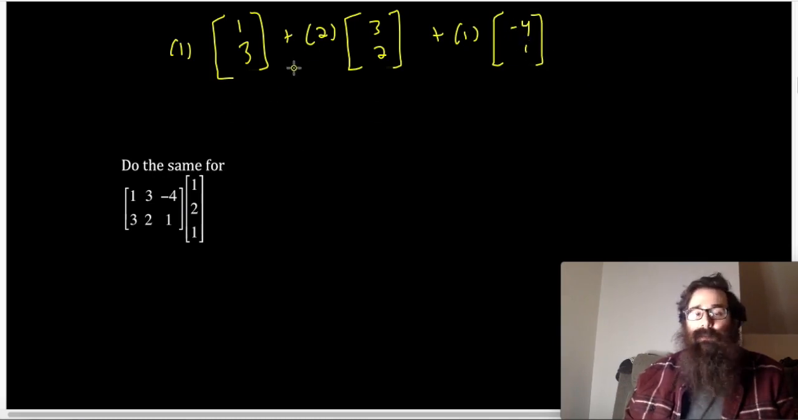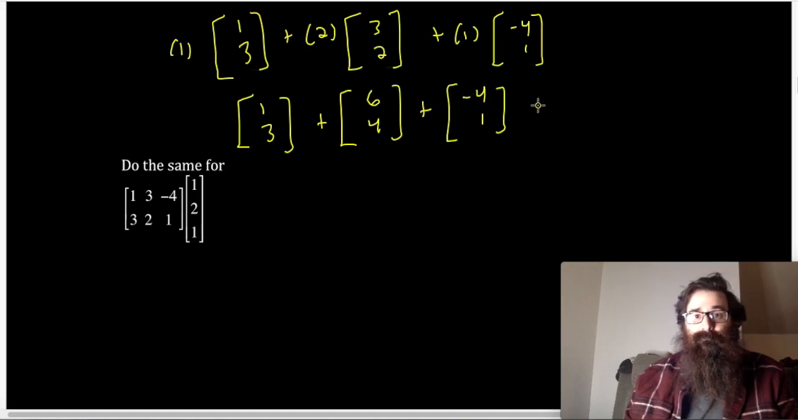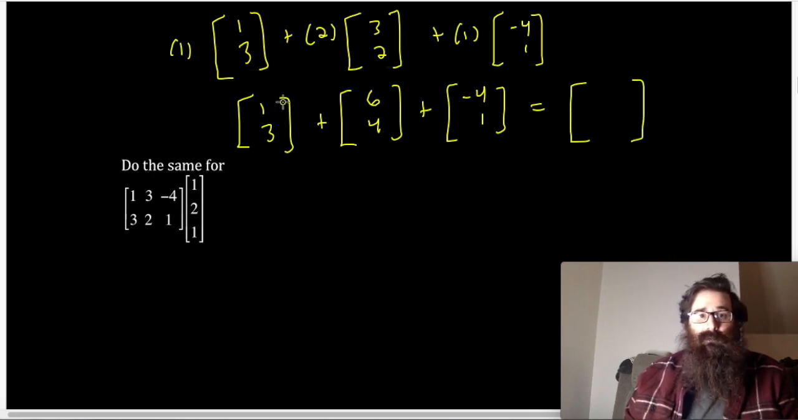Now I can go ahead and bring these weights in. So multiplying by 1 doesn't really do much. I get 1, 3. Multiplying by 2 doubles everything, so that gives me 6, 4. Multiplying by 1, again, just going to give me the same thing back, -4, 1. Now I can add corresponding entries. So I'll say, okay, 6 minus 4 is going to give me 2, and then 2 plus 1 is going to give me 3. Just add them all up.